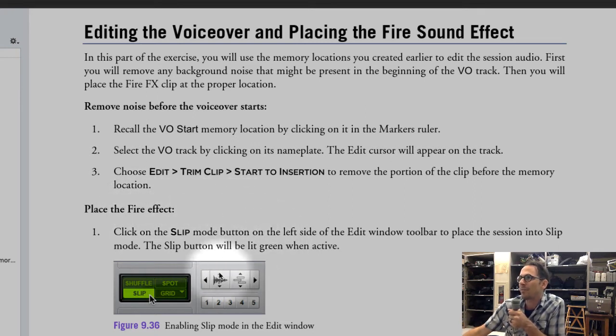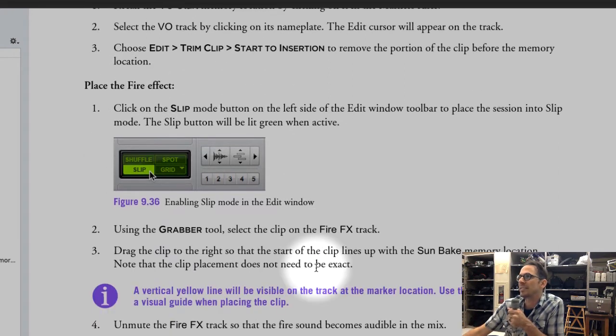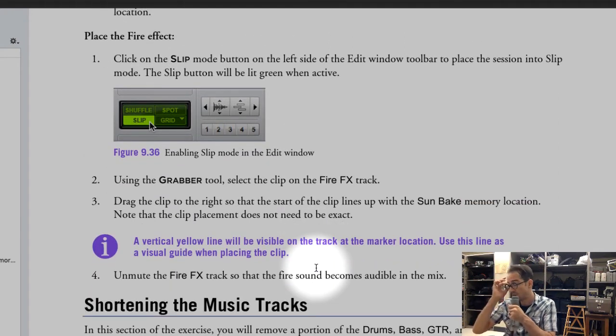Okay, place the fire effect. We're going to go into slip mode. Slip mode is the mode that we are in, I would say, 90% of the time. We'll go into shuffle, grid, and shuffle and grid later on in this class. We did spot a little bit last time. Slip, though, I would call that the anarchy setting. You put it on slip, you can move your clips however you want.